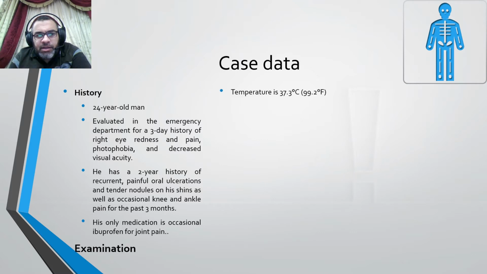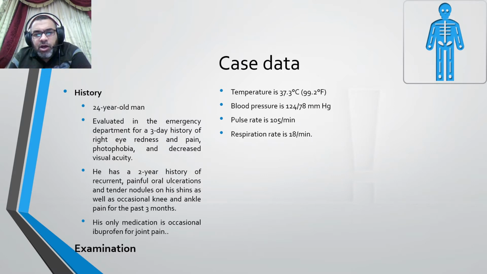On examination, temperature is slightly increased at 37.3, blood pressure is within normal at 114/78, pulse rate is tachycardic at 105 beats per minute, and respiratory rate is within normal at 18 per minute. Body mass index is 26. On ophthalmological examination, there is a ciliary flush around the right limbus and a constricted pupil. A slit lamp examination revealed findings consistent with anterior and posterior uveitis. Retinal vasculitis is also present.